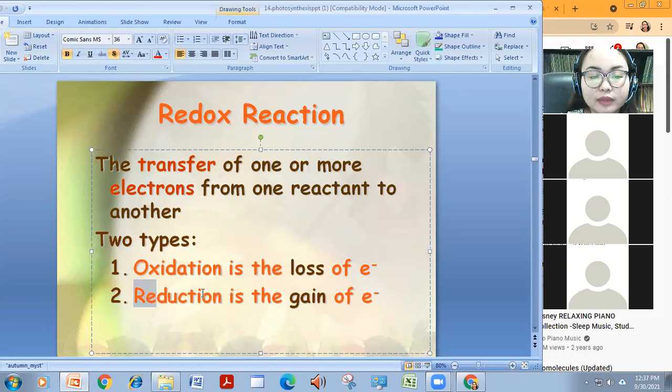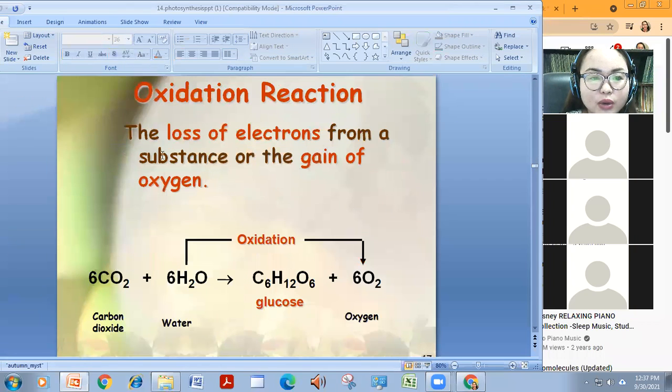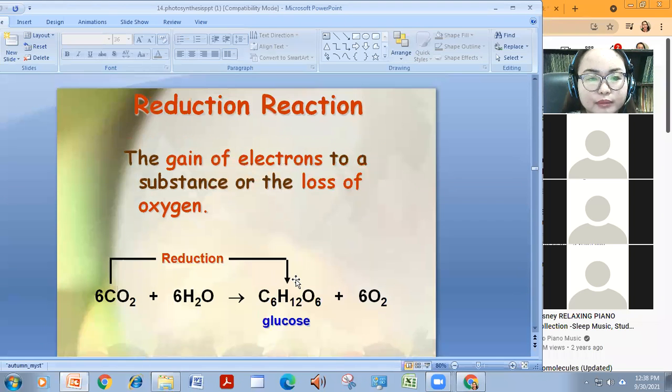Just remember, when we say reduction, supposedly you would think it reduces, no? But it's the opposite: the gain of electrons. And oxidation, therefore, the opposite, is the loss of electrons. So the oxidation reaction is also the loss of electrons from a substance or the gain of oxygen. So this is what happened to produce glucose. This is called the oxidation reaction.